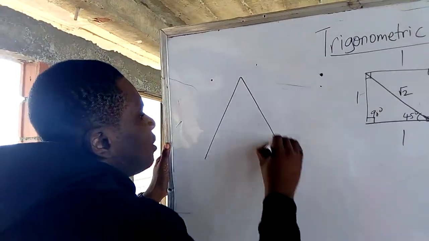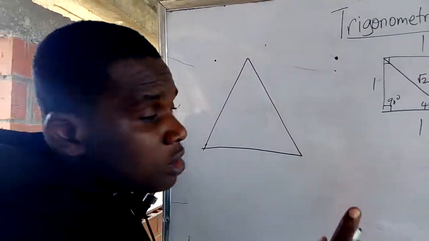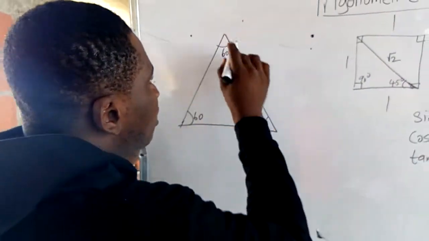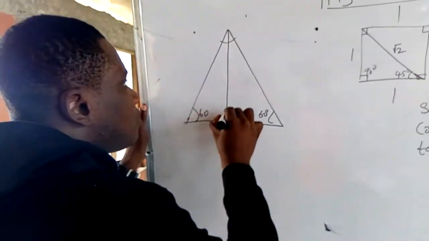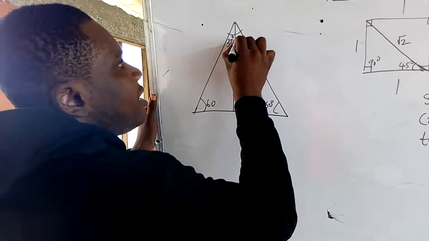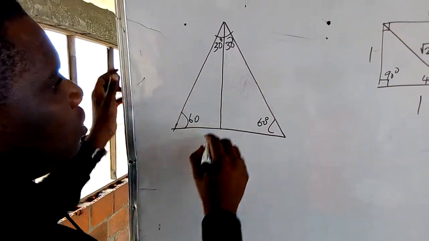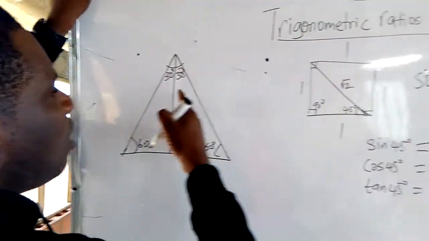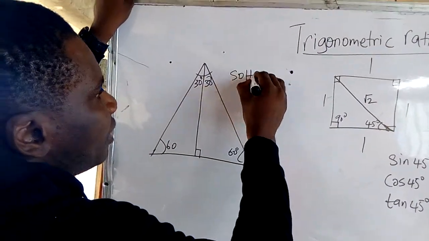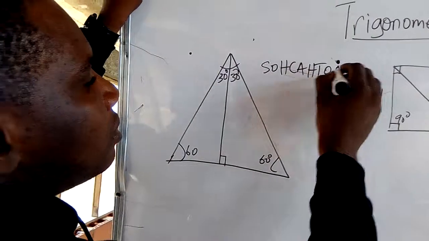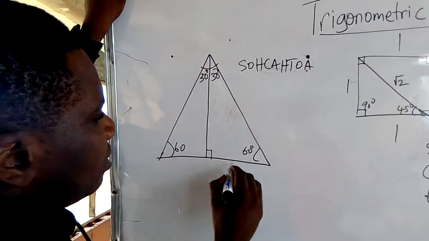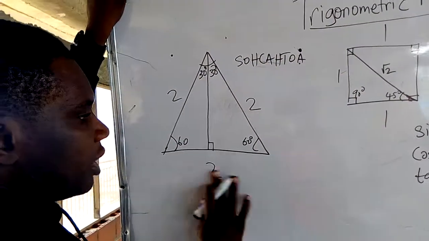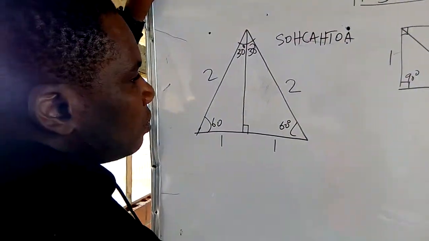Now, if you have an equilateral triangle, here is 60 degrees, here is 60 degrees, here is 60 degrees. So you divide this by 2, meaning here will be 30 degrees and here will be 30 degrees. So you have 90 degrees here. So applying SOHCAHTOA, let me write it here very close to the camera. So for us to get the ratios, here is 2, 2. Of course, you know here will be 2. Equally divided, you have 1, 1.